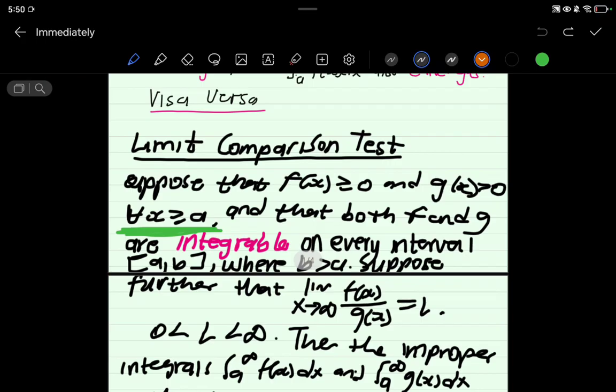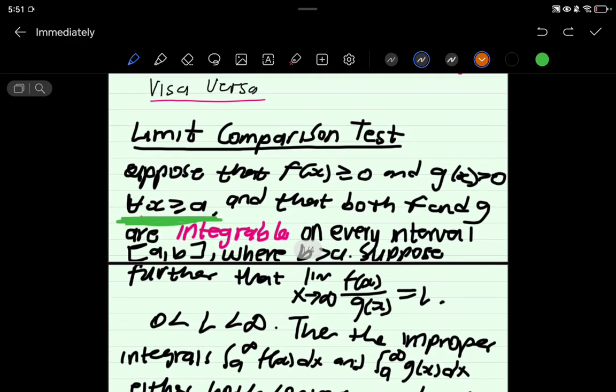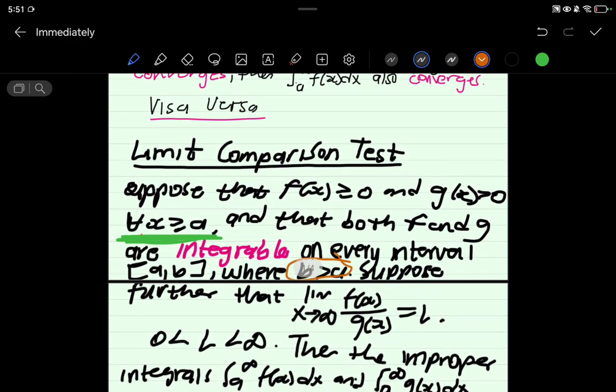Then we say that for all x, you see I even highlighted it with green, for all x greater or equal to a, and that both f and g are integrable on every interval a, b, given that a is positive, and where b is greater than a. Obviously the upper limit should always be greater than the lower limit.